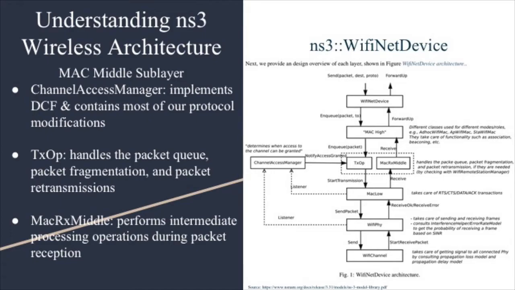Therefore, TXOP is a module that just gets handed packets from higher levels and queues them and waits until Channel Access Manager grants it access to the medium according to DCF, and then it will hand this data off to the lower level ones, MAC low and Wi-Fi PHY, who then have green lights all the way to begin transmission. And finally, MAC RX middle handles some intermediate processing operations during packet reception.